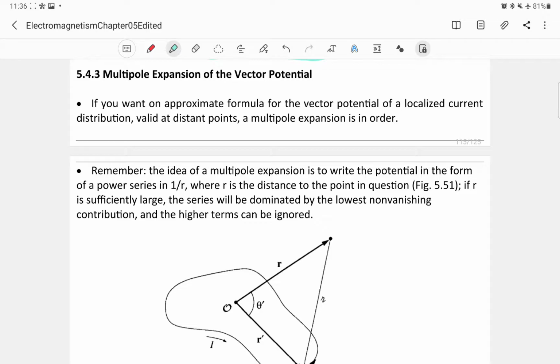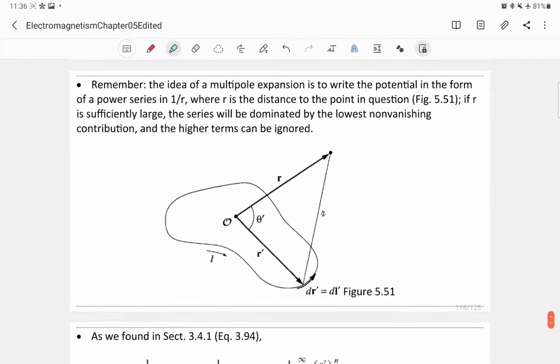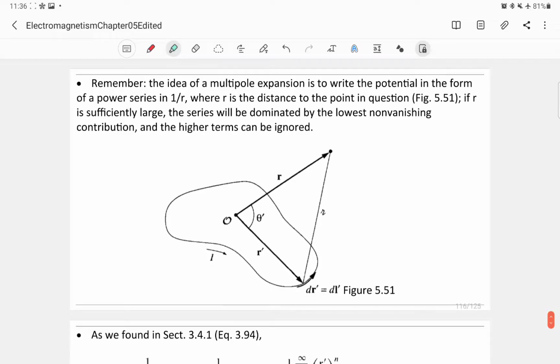There's actually electric field is not equal to zero, but you will have a kind of field that does not disappear. So remember, the idea of a multipole expansion is to write the potential in the form of a power series in 1/r. Of course, r there is the distance to the point in question. You have a source point and the point in space. This is the r. So if r is sufficiently large, the series will be dominated by the lowest non-vanishing contribution, and the higher terms can be ignored.